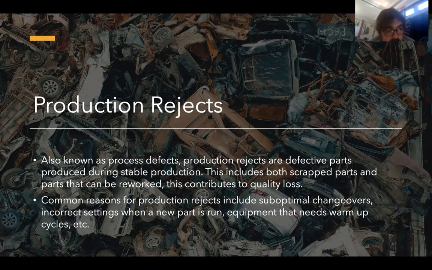Production rejects, also known as process defects, are defective parts produced during stable production. This includes both scrap parts and parts that can be reworked, and this contributes to quality loss. Common examples for production rejects include suboptimal changeovers, incorrect settings when a part is run, or equipment that needs warm-up cycles.